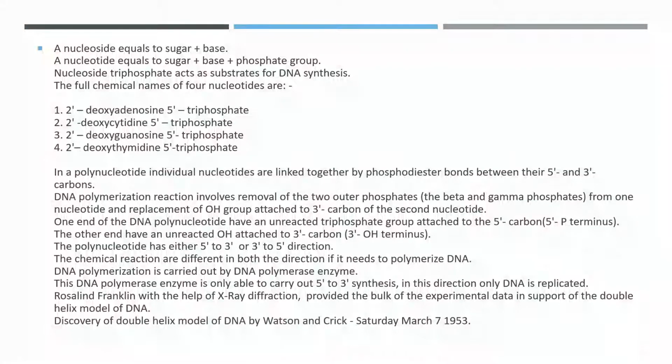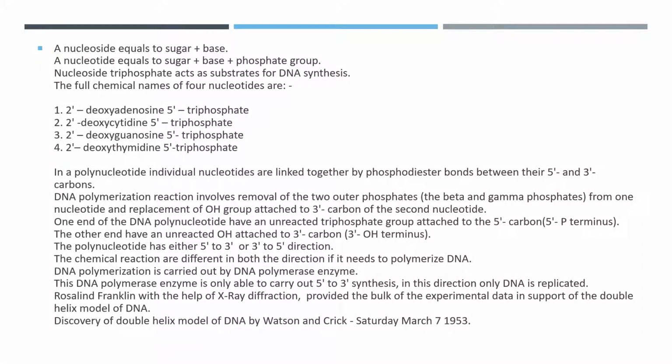The polynucleotide has either a 5' to 3' or a 3' to 5' direction. The chemical reactions are different in each direction when polymerizing DNA. DNA polymerization is carried out by the DNA polymerase enzyme. This DNA polymerase enzyme is only able to carry out 5' to 3' synthesis. In this direction, DNA is replicated.